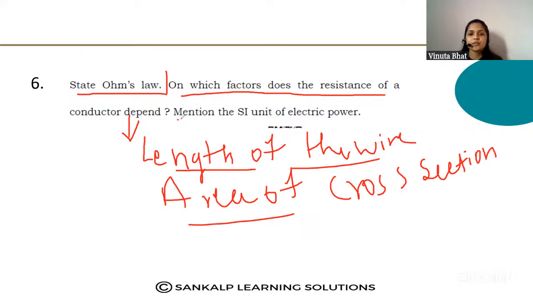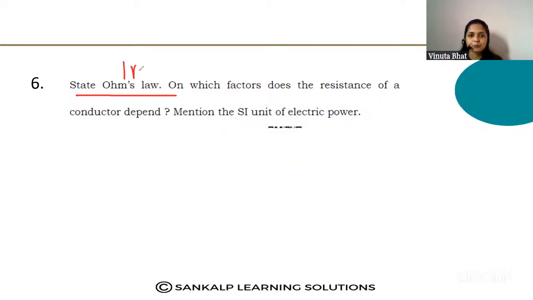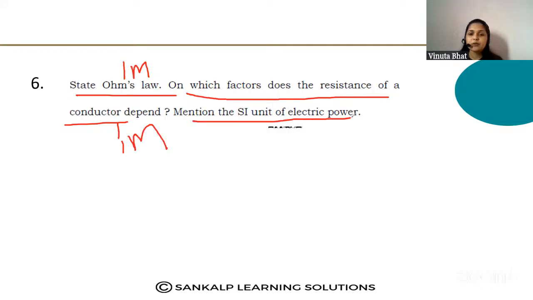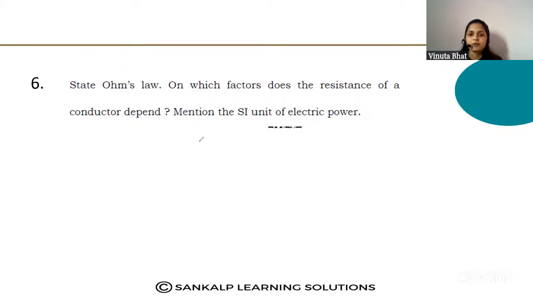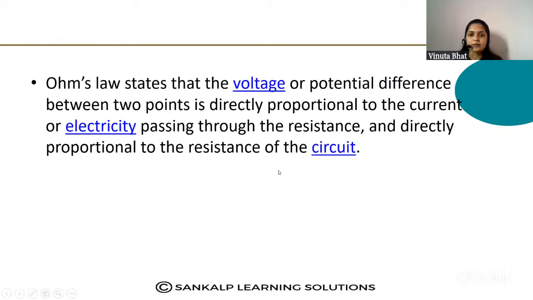Then the next question is, mention the SI unit of electric power. This is the two mark question. State Ohm's law is for 1 mark, and on which factors does the resistance of the conductor depend is for 1 mark. And mention the SI unit of electric power. What is the SI unit of electric power? That is watt. The SI unit of electric power is watt.